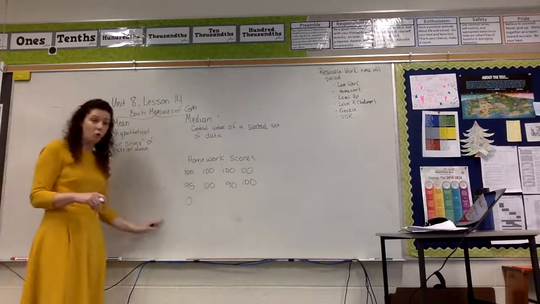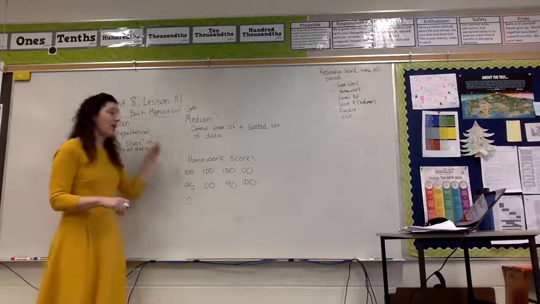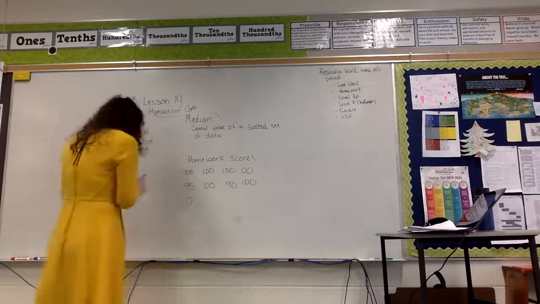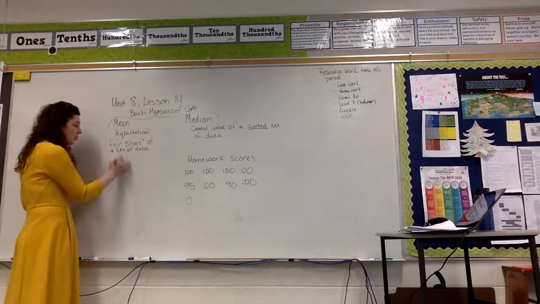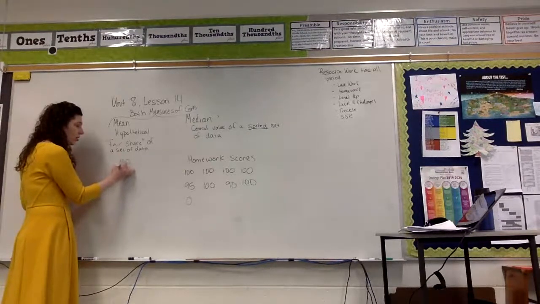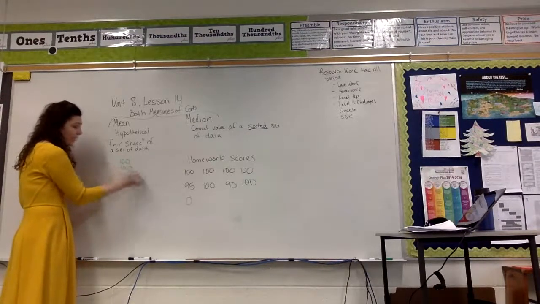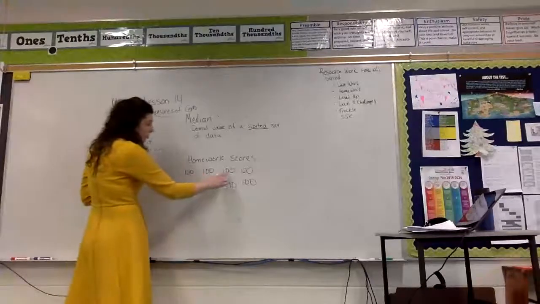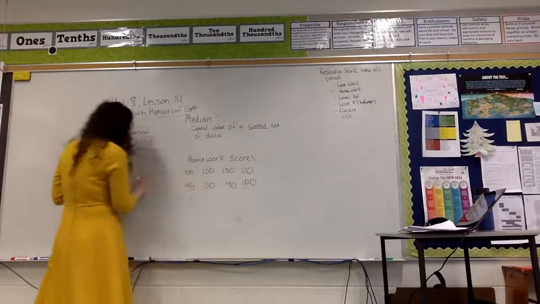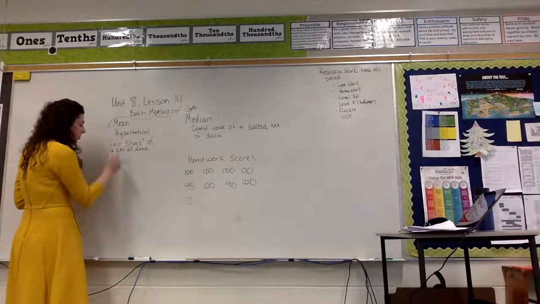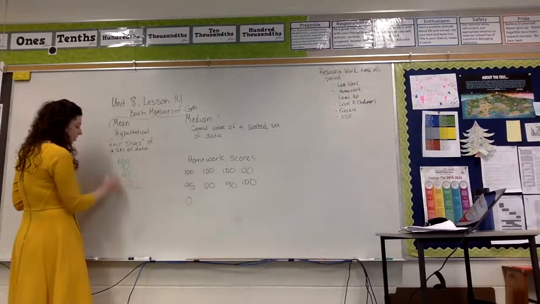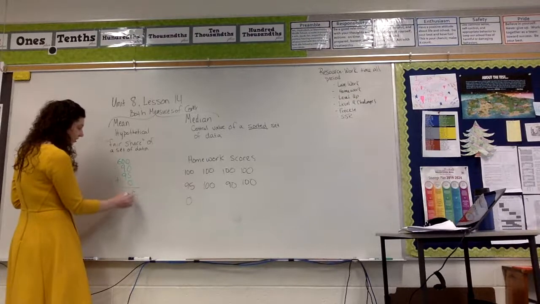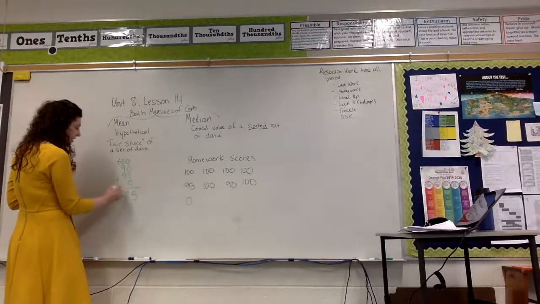So I've got a set of homework scores right here. If I was going to find the mean, I would need to first add up all of these scores. So I've got 100. So if I add all of these hundreds up, I have 1, 2, 3, 4, 5, 6 hundreds. I'm just going to go ahead and make that 600. And then I've got a 90, a 95, and a 0. So if I add all of that together, I would get 785.